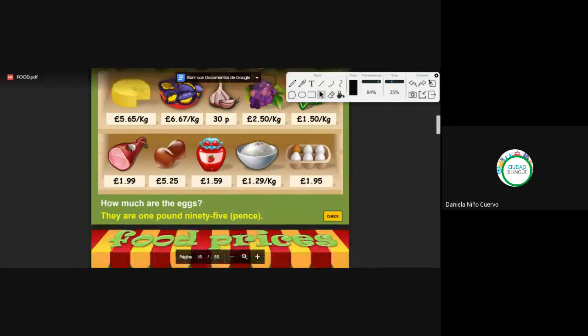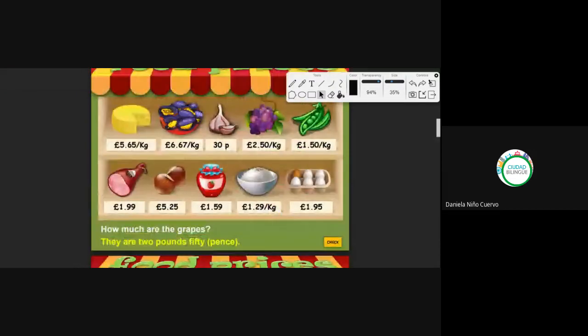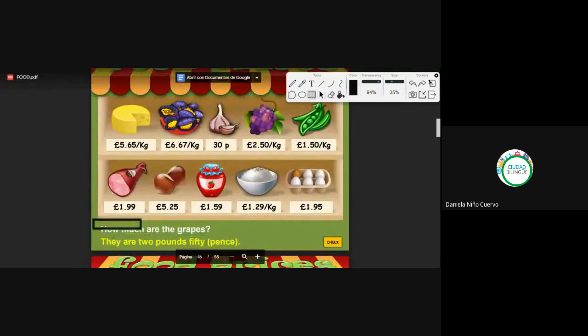Ok, we continue here. Look, how much are the grapes? Grapes, plural, yes, plural. So we have to use the verb to be conjugated in the plural form. In this case, are. How much are the grapes? And the answer is, they are. Acá debemos responder, ellas valen. Esto más o menos es como ellas valen. They are, ¿sí? Acá no podemos responder it's.